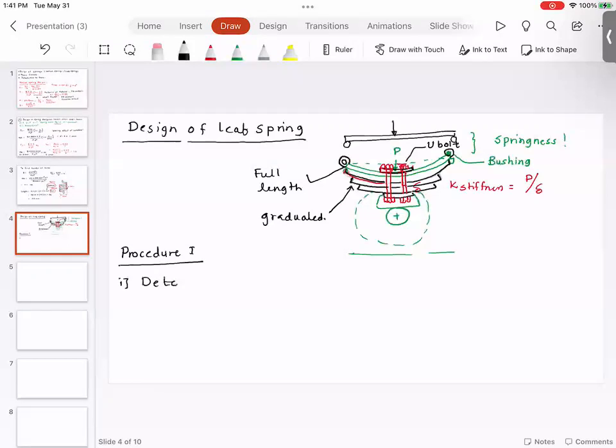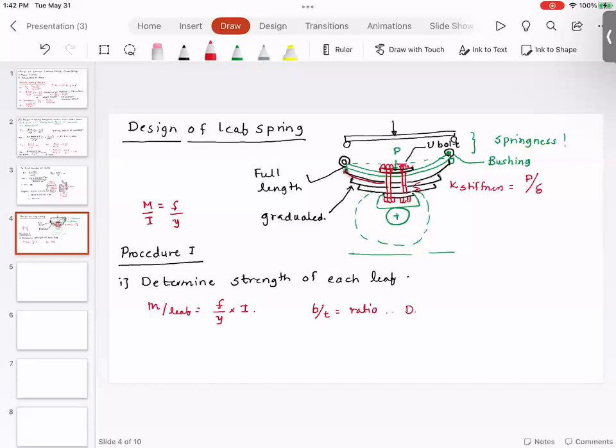Determine strength of each leaf. And since the leaf spring is designed from bending principles, the equation is M divided by I is equal to F upon Y. So what you do is you find out M per leaf, which is F divided by Y multiplied by I. And for each leaf, B of T ratio, it comes from the design data.